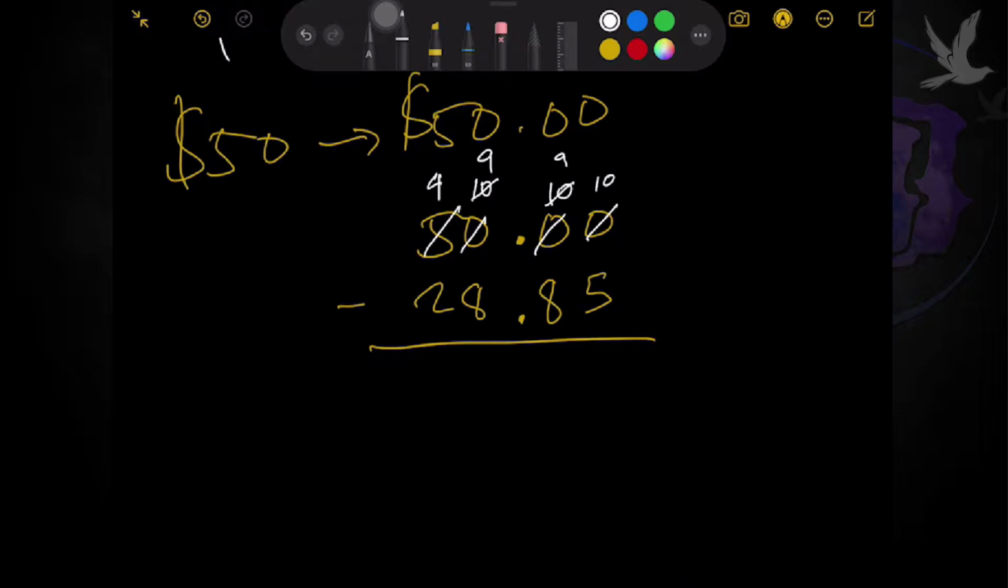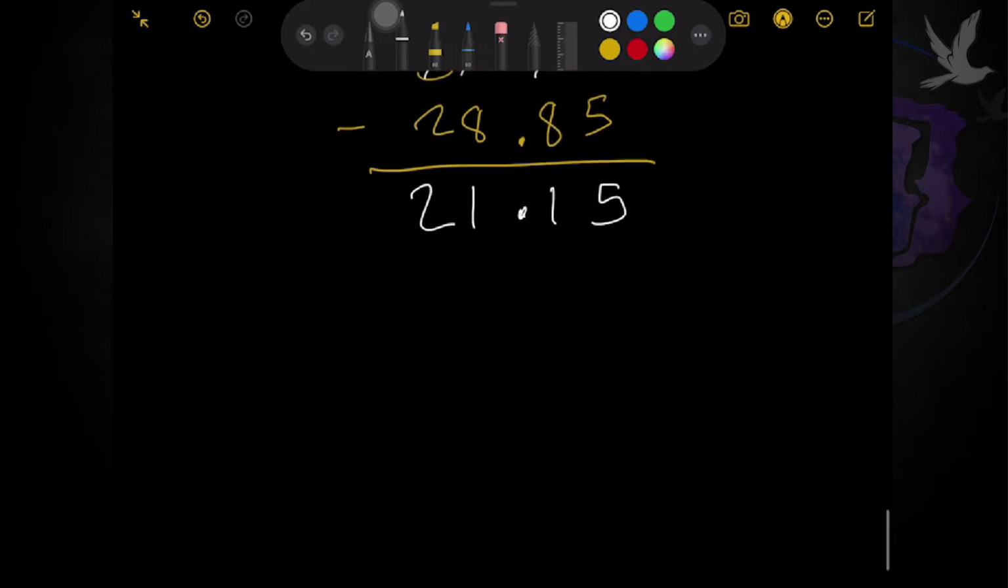10 minus 5 is equal to 5. 9 minus 8 is 1. Decimal point should be there. 9 minus 8 is 1. And 4 minus 2 is 2. Then from here, your answer is 21.15. So, that's for number 7.